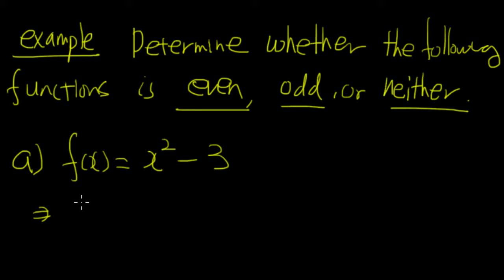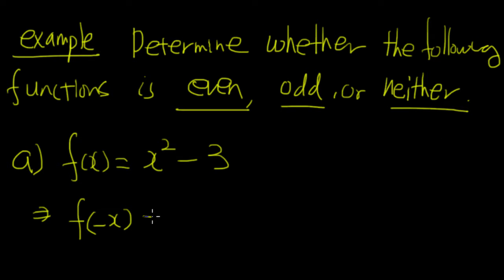So first thing that we should do, we should check f of negative x. If f of negative x ends up being the same as this, then it's going to be an even function. If f of negative x ends up being negative f of x, then it's going to be an odd function. Well, if it's not the same as f of x or negative f of x, then it's going to be neither.